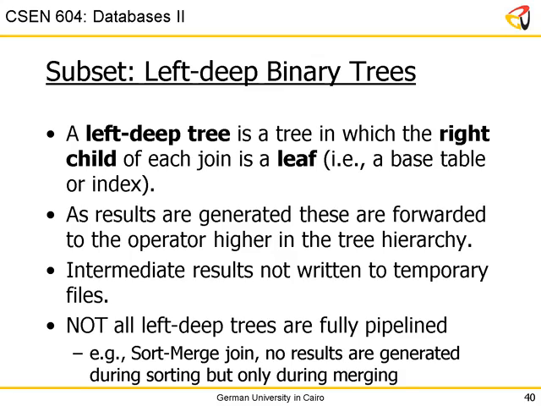This is what this is all saying: as results are generated, these are forwarded to the operator higher in the tree hierarchy. Intermediate results are not written to temporary files. Now, the story is not as simple as it sounds, because the last point says not all left deep trees are fully pipelined. What we're describing here is often referred to as pipelining. You should have heard about this in the microprocessors or computer architecture course, as well as in operating systems. This is the notion of creating a pipeline where we feed things in a gradual way instead of loading everything in one shot.